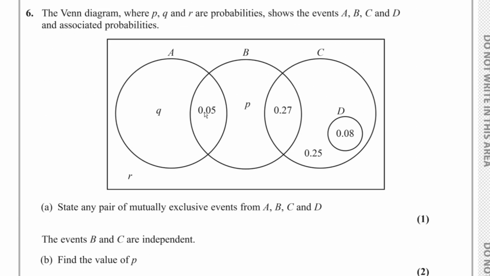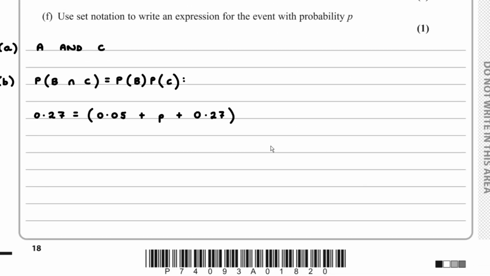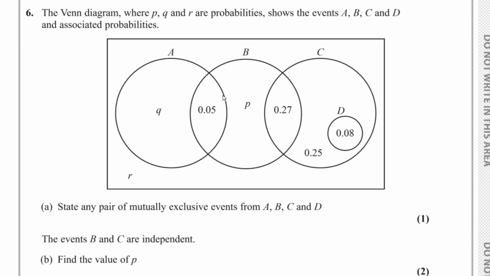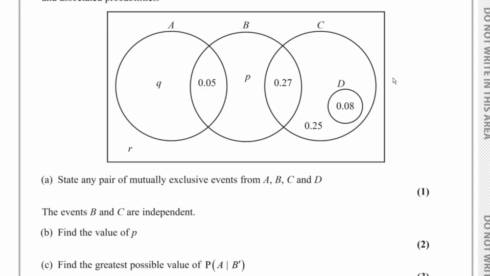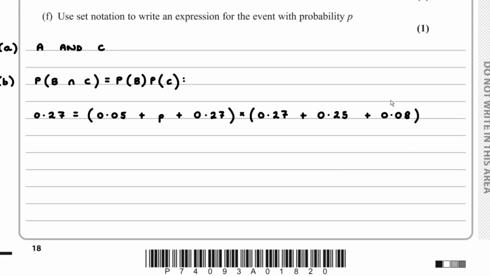The probability of B is the 0.05, the P, and the 0.27 added together, as shown here. And we multiply this by the probability of C, and the probability of C is the 0.27, the 0.25, and the 0.08 added together, as we see here.